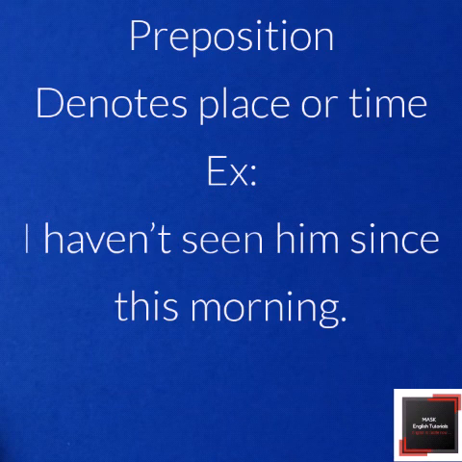As a preposition, since is used to present the starting point of an action that started in the past and continues in the present, and takes the usage of present perfect tense or present perfect continuous tense. Example: I haven't seen him since this morning. In this sentence, the word since denotes the morning, which is the starting point.